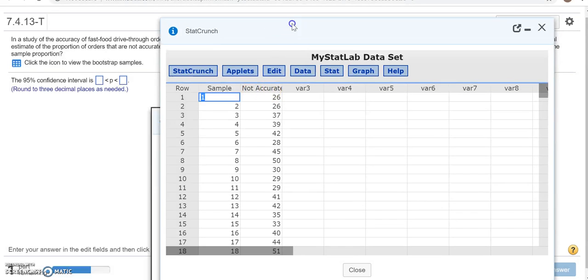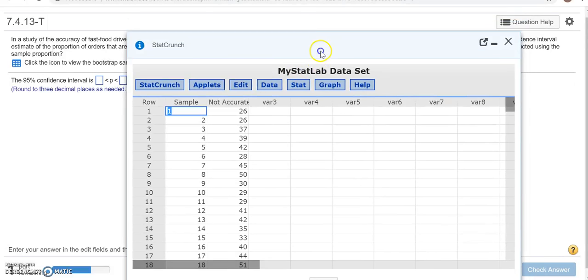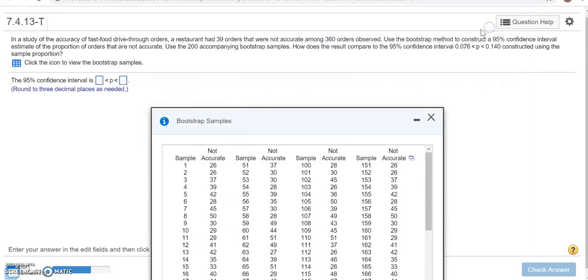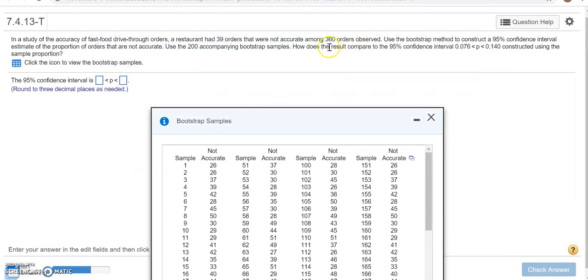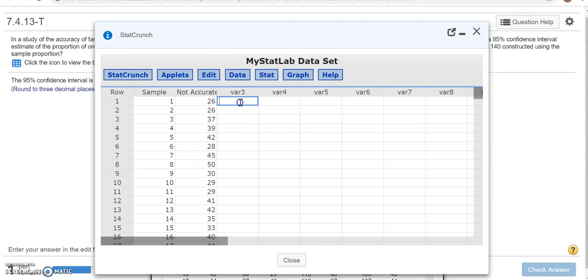And if we remember, this was out of 360 orders total. So what I need to do is first figure out the proportion of inaccurate orders for each of these samples. To do that, I need to take each of these numbers here and divide them by 360, which was the total orders. To do that, I'm going to go to this third column and create a formula that goes to each one of these numbers in the second column and divides that number by 360.